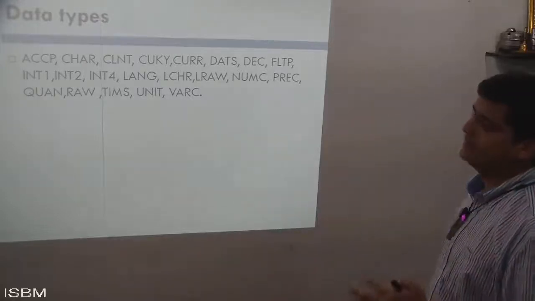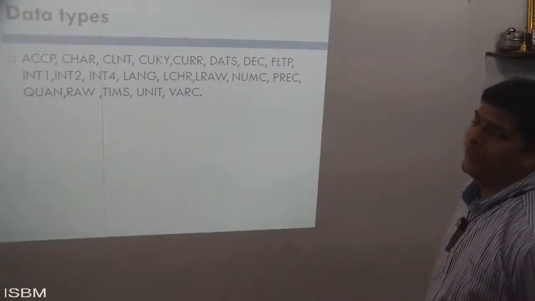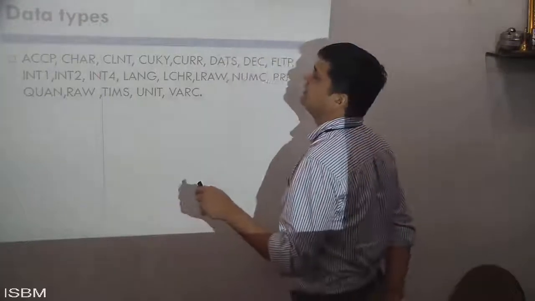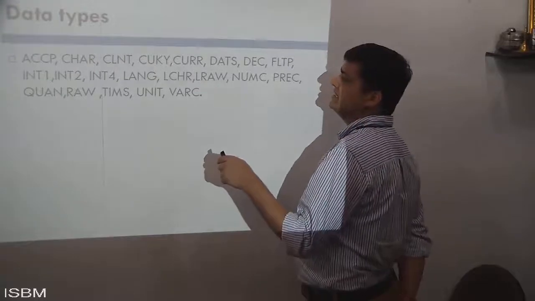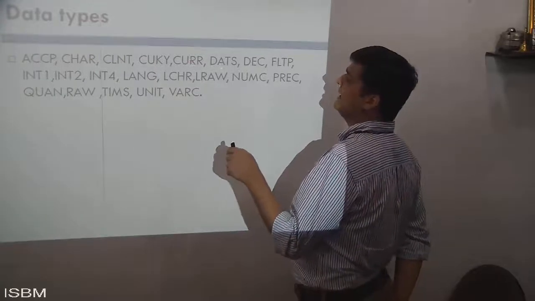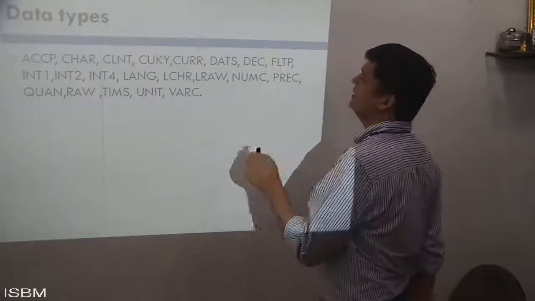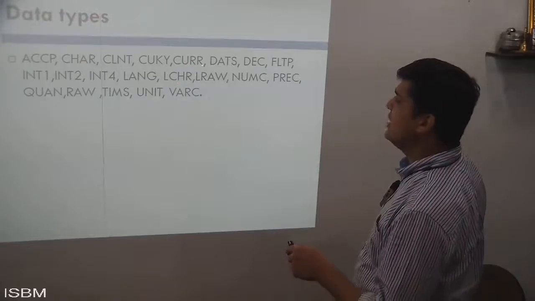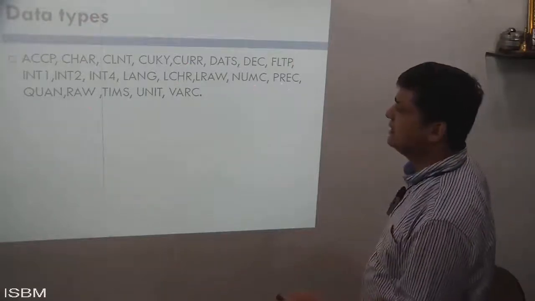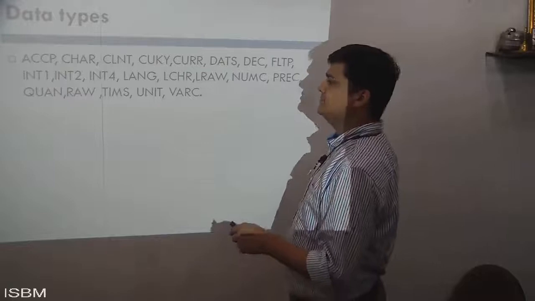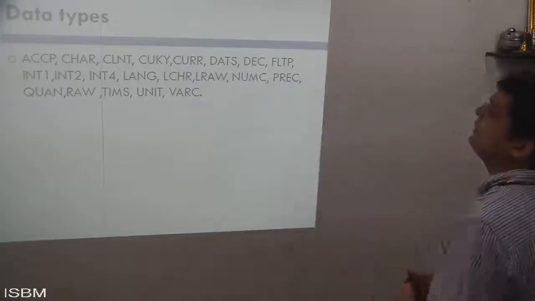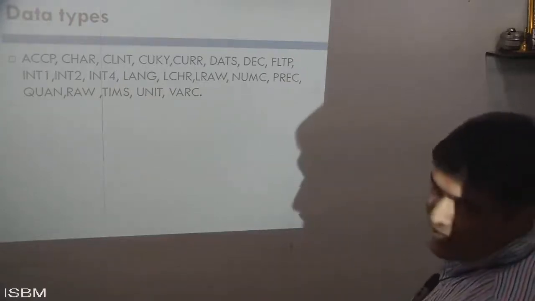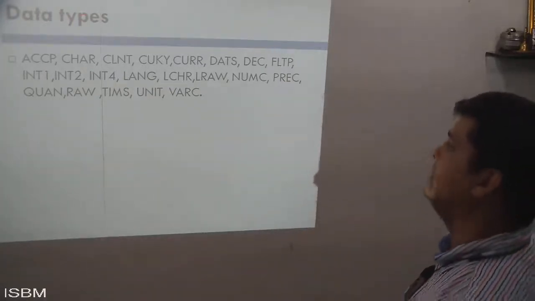Then we have the data types. These are all the data types we can use in our system: ACCP, CHAR, CLNT (client), CUKY (currency key), CURR (currency), DATS (date), DEC, FLTP, INT1, INT2, INT4, LANG, LCHR, LRAW, NUMC, PREC, QUAN, RAW, TIMS, UNIT, VARC. These are the data types we can use at the time of domain creation, data element creation, or in the program itself.